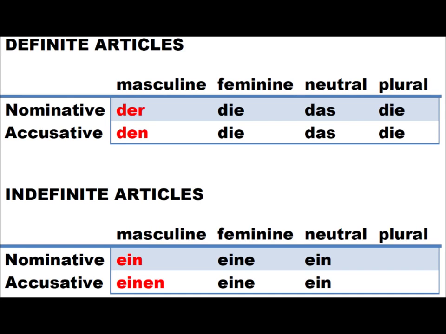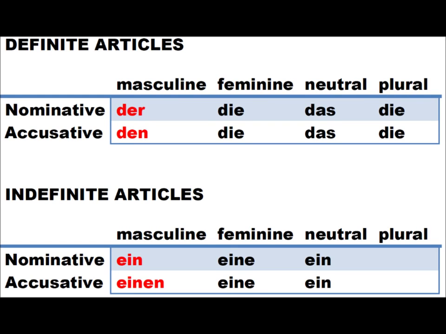All right. Now, the direct object of a sentence, as we learned, takes the accusative case. So that means the article changes. It only changes in the masculine case, from der to den, all the other articles remain the same. This is going to become much more clear when we look at the examples in a little bit, okay?